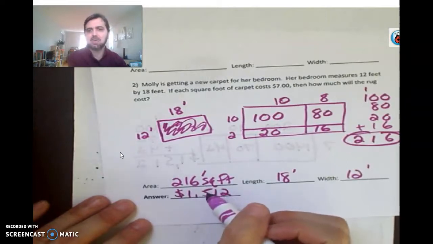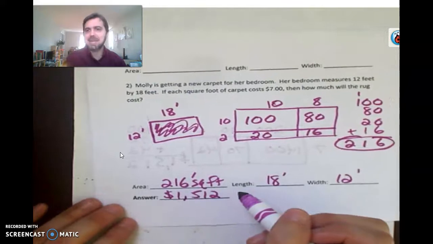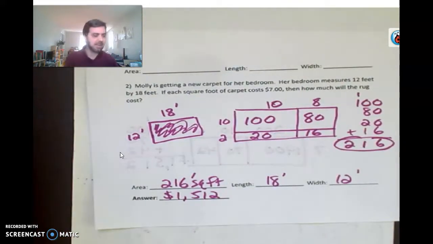Everything's expensive, boys and girls, when you get older. Trust me, it gets expensive. I'm sure your parents talk about that too, right?